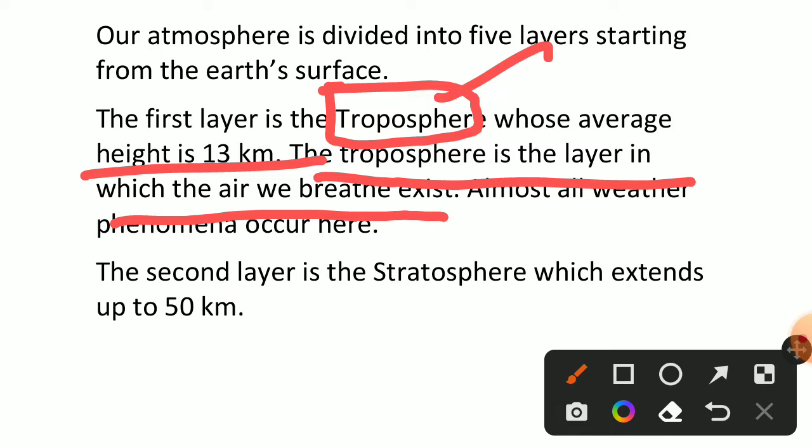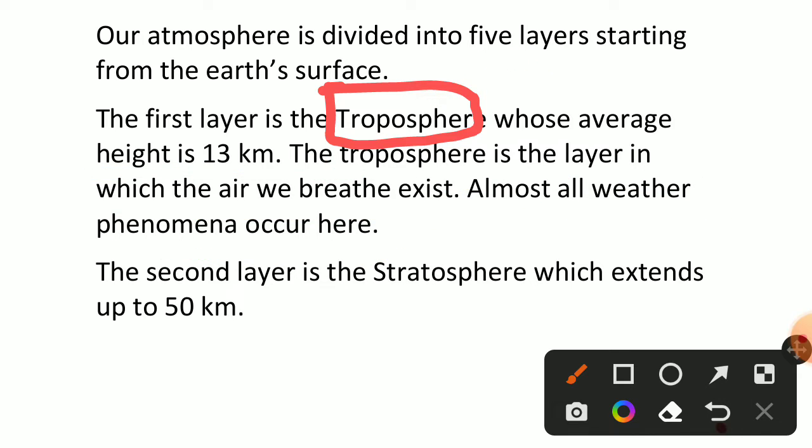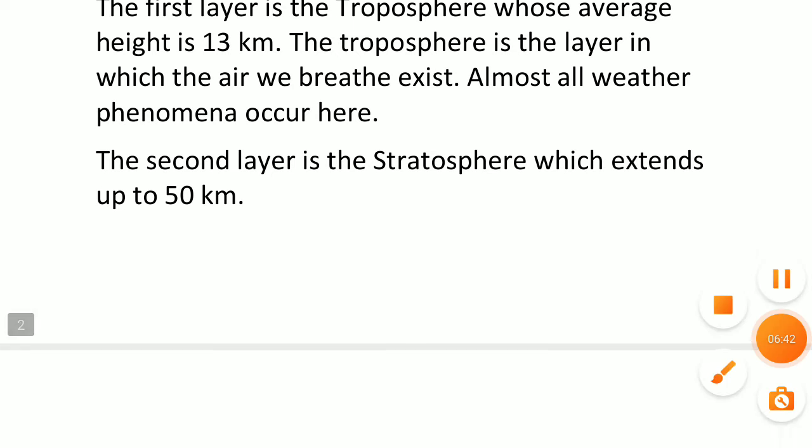That is called troposphere. Almost all weather phenomena occur here. That means every weather condition occurs in the troposphere. Okay. Next, we'll see about the second layer.